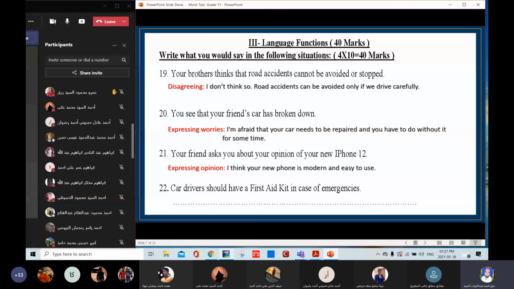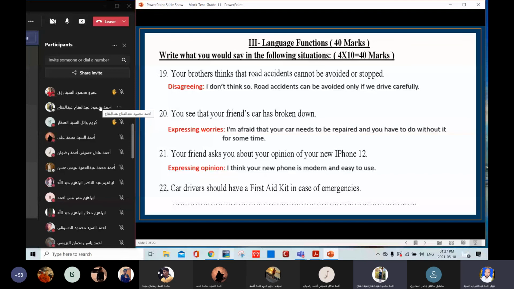Last question here. Someone said car drivers should have a first aid kit in case of emergencies. What do you think? What would you say? Yes, Ahmed Mahmoud Abdel Fattah? I agree with you, or that's true. Muhammad Ahmed Taha, thank you. Yes, Muhammad? I agree with that because it's the first aid kit. It's very important to protect our body. Excellent. Thank you so much.